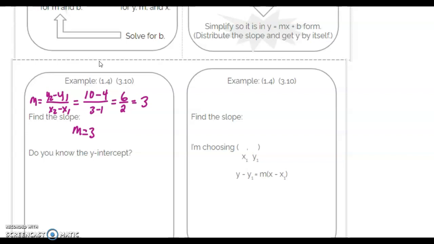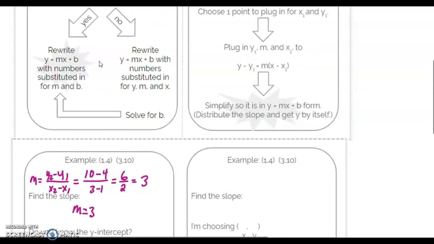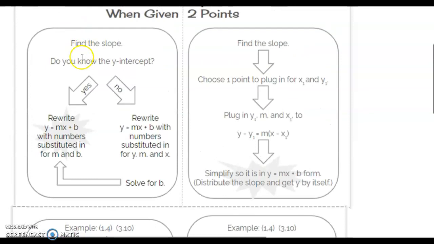Okay, now it says, do you know the y-intercept? That'd be if you had (0, a number), that would be the y-intercept. So when you look at our points (1, 4) and (3, 10), no, we don't know the y-intercept. So we follow this to the right, which says no. So it says go this way. It says rewrite y equals mx plus b with numbers substituted in for y, m, and for x, and then solve for b.